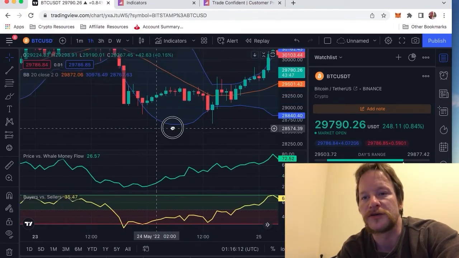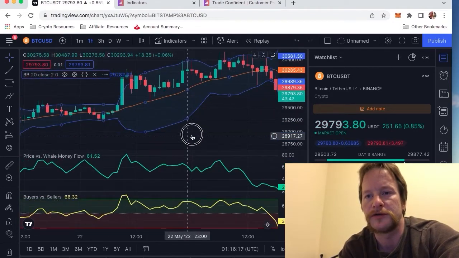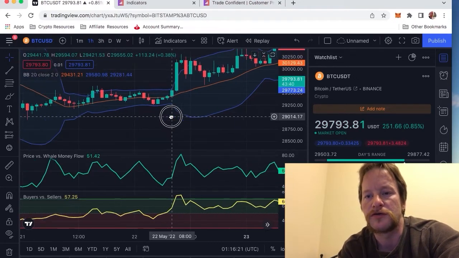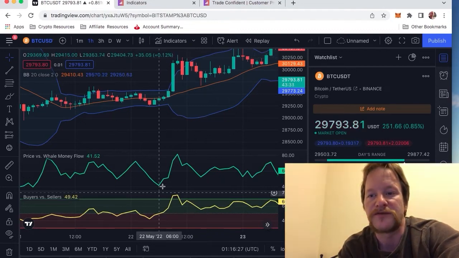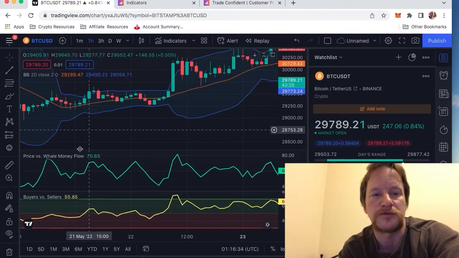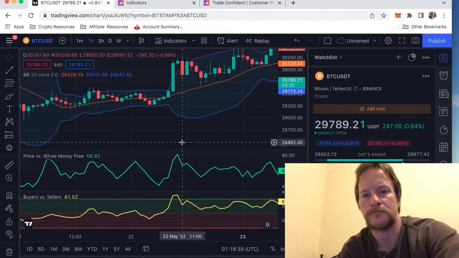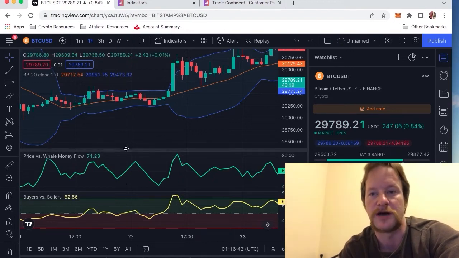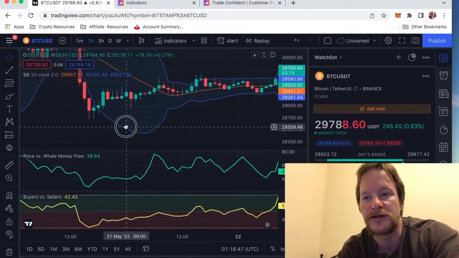So let's look at a couple other examples. I'm kind of rewinding the chart, but when you use these indicators, you basically just have to wait for the whale money flow to be down and the buyers versus sellers to be down. That's what you're looking for when you want to come in and buy, and then you just wait it out till it gets close to the top, and then you sell. That's basically what you do. Pretty simple.